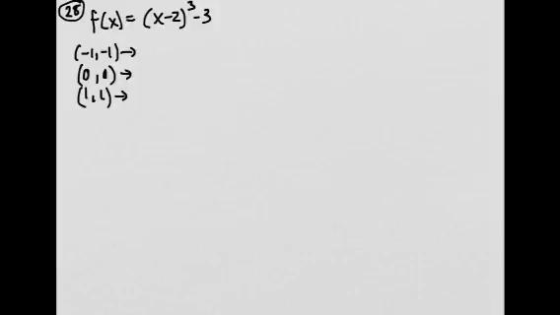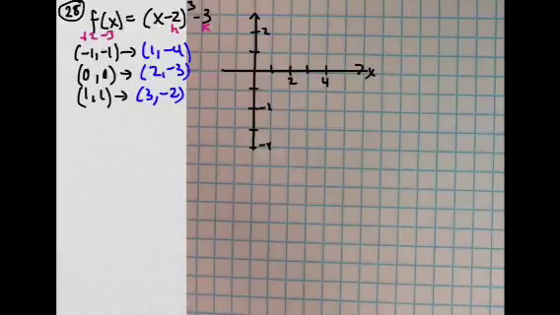So h is 2 and k is -3. So that means I'm going to add 2 to the x's and subtract 3 from the y's. So my new points are 1, negative 4, 2, negative 3, and 3, negative 2. Okay, so here's the graph, and I'm just going to plot the points. 1, negative 4, 2, negative 3, and 3, negative 2.